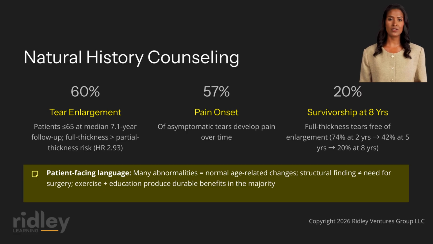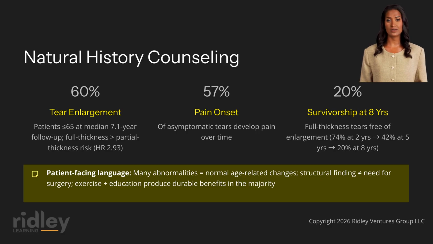The 2-year, 5-year, and 8-year survivorship free of tear enlargement for full-thickness tears was 74%, 42%, and 20% respectively, and pain developed in 57% of shoulders with asymptomatic tears. Partial thickness tears progressed to full thickness at a rate of only 0.26% per month, a finding reliably supported across the available evidence.